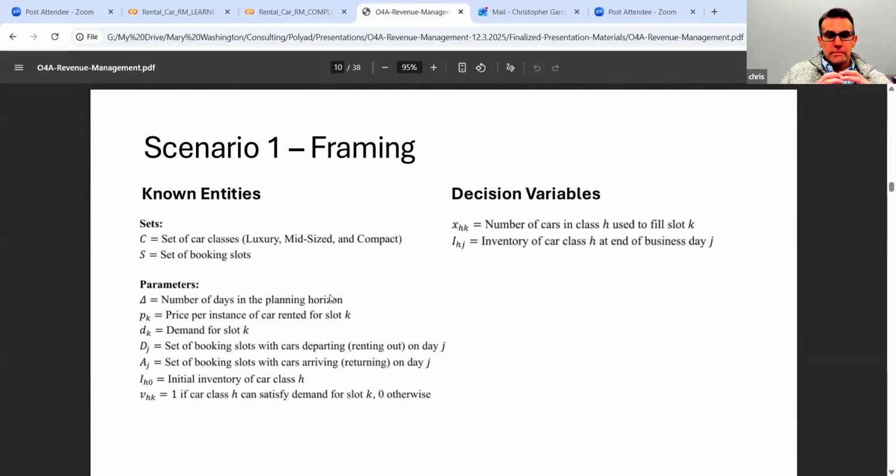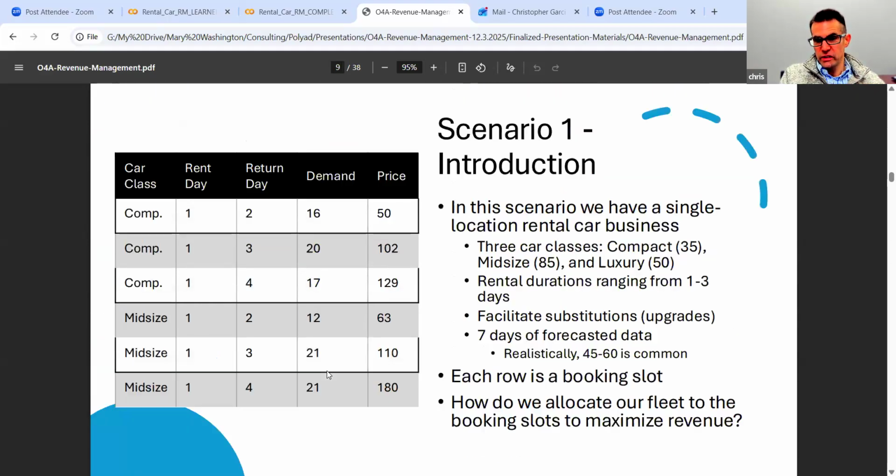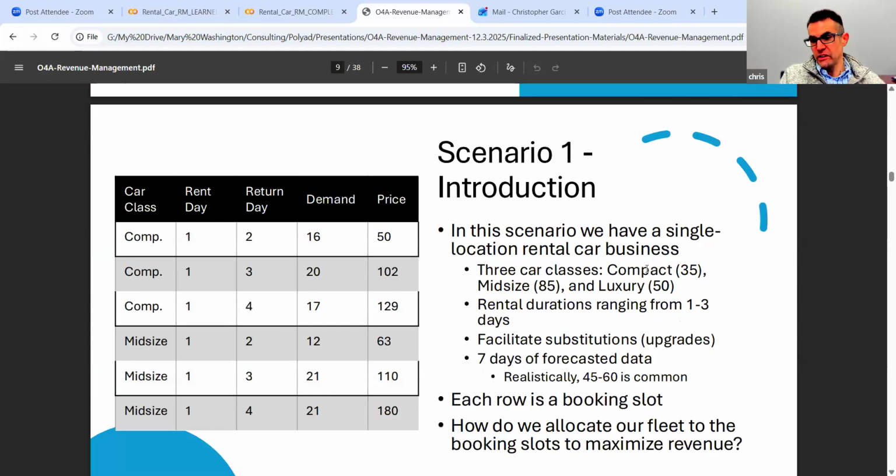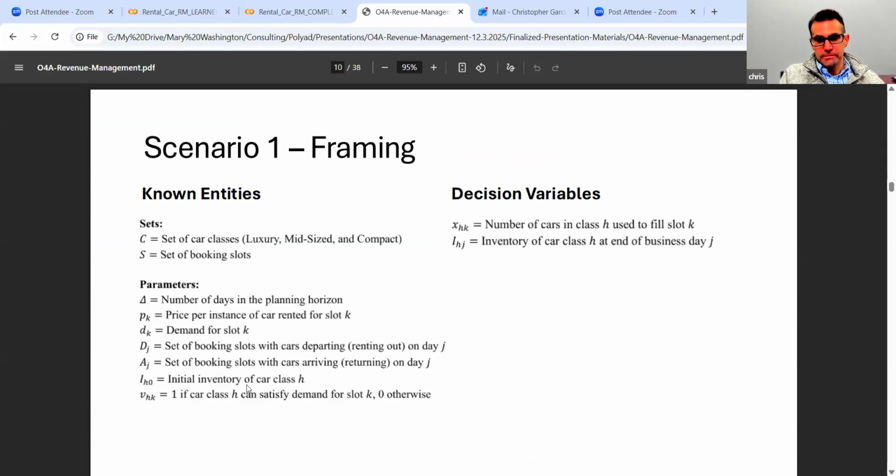Okay, and then we have inventory. So as we think about inventory, the way we're going to handle making sure that we don't allocate cars from one slot that are incompatible with another slot is we're going to track the inventory flows here. So we're going to make a parameter here, I, which we're also going to have a corresponding decision variable, but this is going to be one just for the initial. IH0 is going to be the initial inventory of car class H. So for example, if H is compact, I compact 0 is going to be 35. I midsize 0 is going to be 85, and I luxury on day 0 or at the beginning is going to be 50 here. So these are our initial inventories.